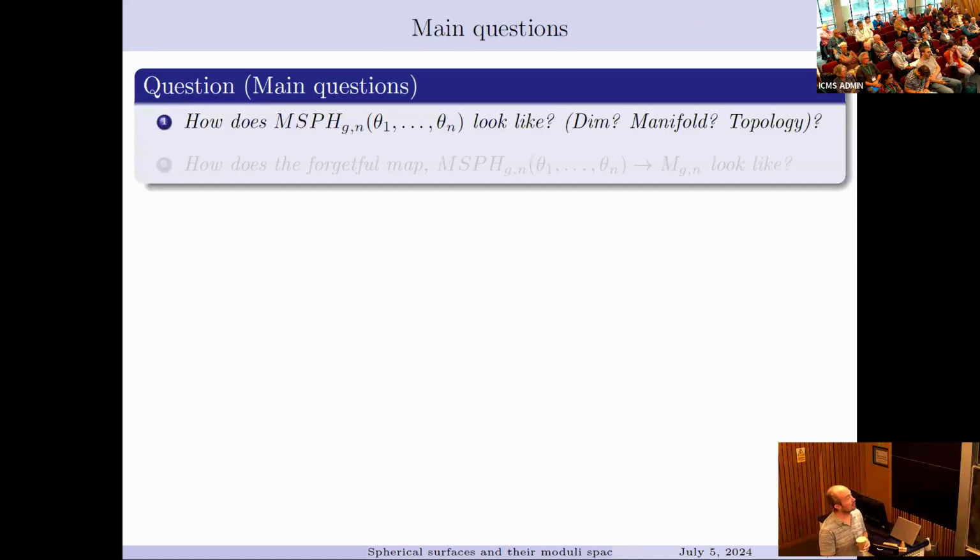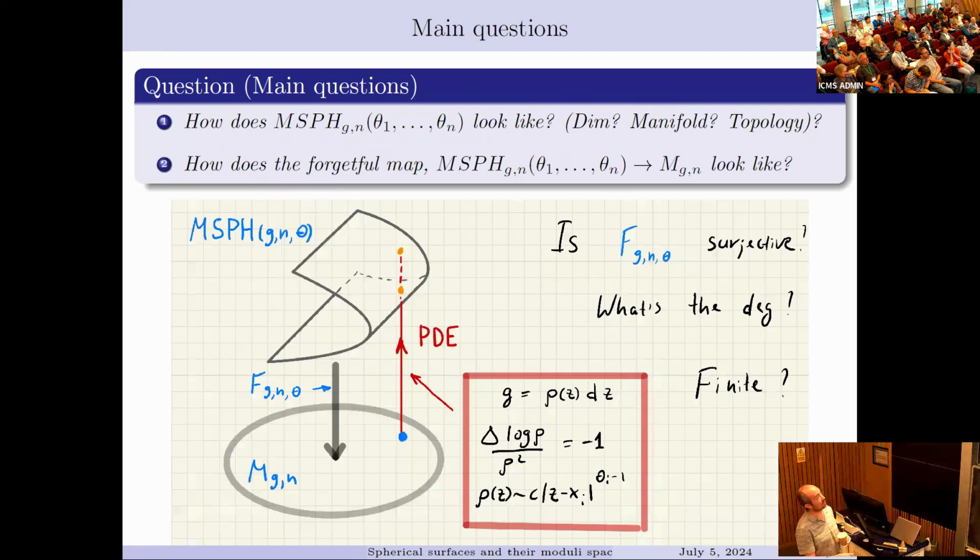Okay, now what are the main questions? How does this space of spherical metrics look like? What is its dimension? Is it a manifold? What's the topology of the space? And next, how does the forgetful map look like? This is a map where you forget the metric and you just remember the Riemann surface.